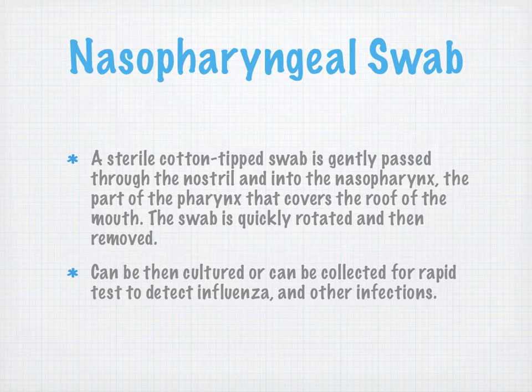So a sterile cotton tip swab is gently passed through the nostril and into the nasopharynx, and the part of the pharynx that covers the roof of the mouth is what we're referring to here. And then the swab is quickly rotated, and boy, let's emphasize quickly there, and then removed. It can be cultured or it can be collected for rapid tests to detect influenza and other infections.